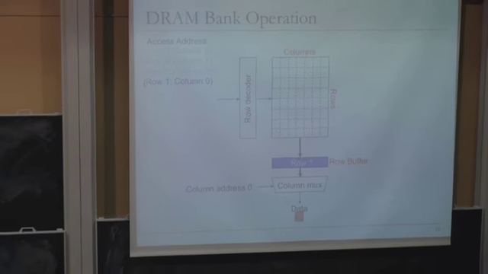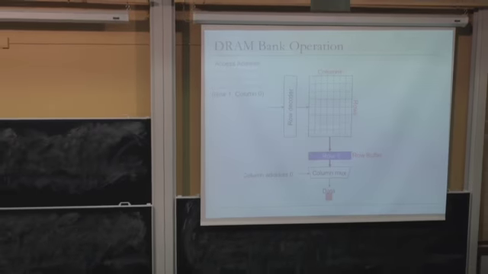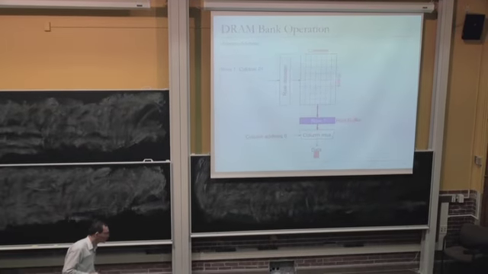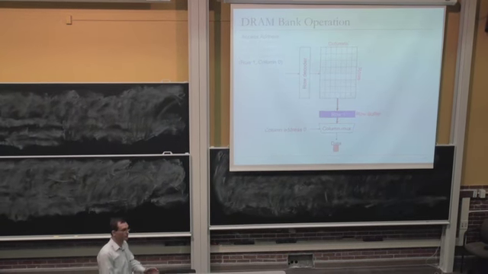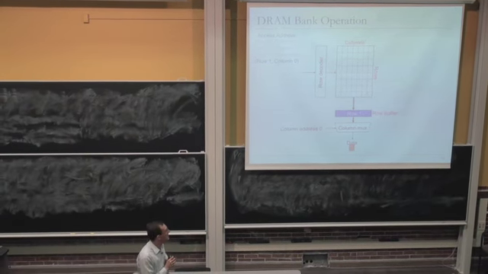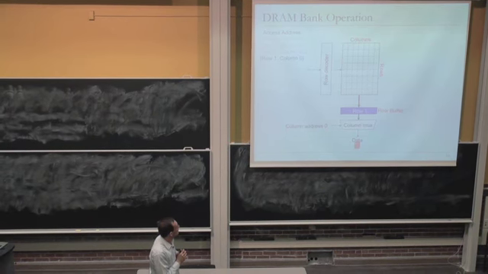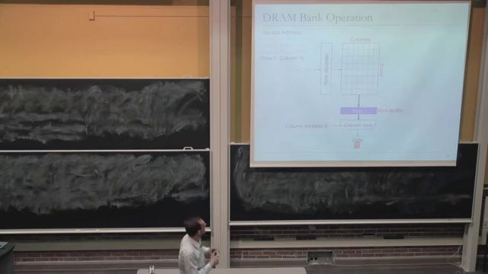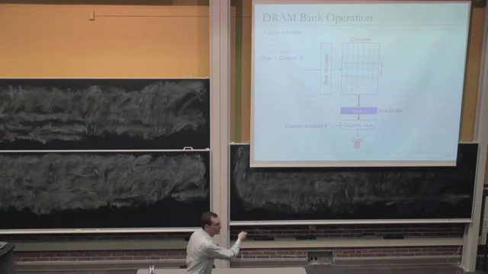Yes? Do you write back row 0 before you read in row 1? So you can think of it as row 0 being written back. Yes, that's what happens essentially. You write back row 0. That's an abstraction. At the circuit level, it works in a different way. But essentially, you restore the charge in the cells based on the contents of the row buffer.